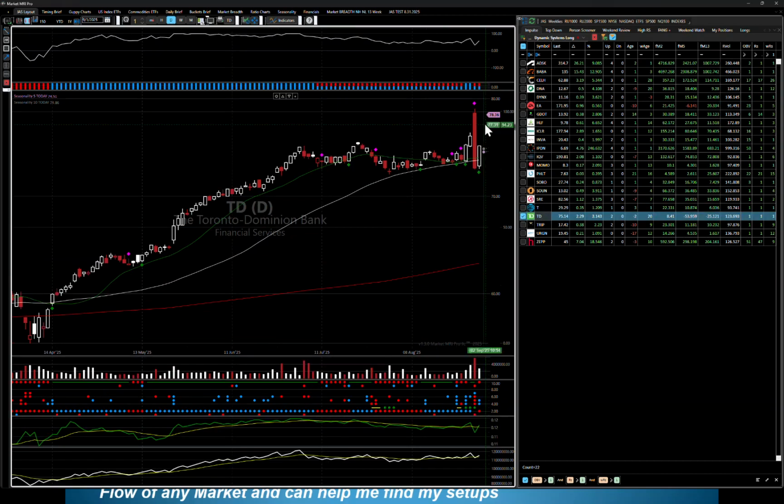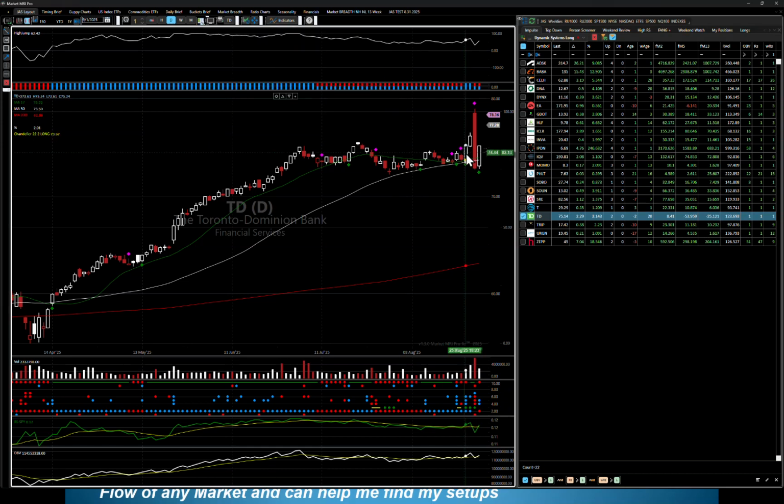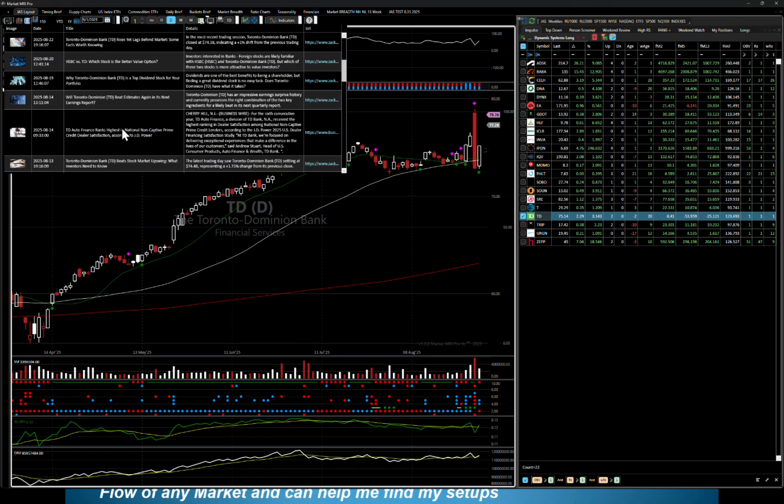TD Bank, I would have to do research and find out what happened here. Was that a pop and drop on earnings? 29% growth, slower growth here. So then I want to go, all right, what did the street not like? Before I'd even look at that, pop over here at the news. Positive progress, top estimates, record Canadian revenue. Some facts worth knowing. That might be the telltale.